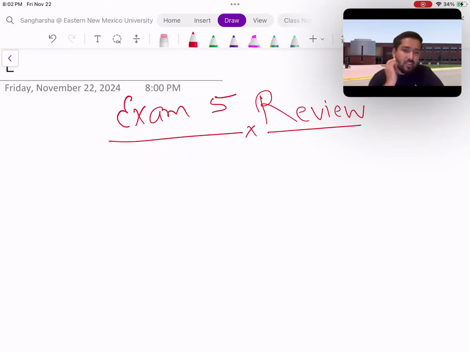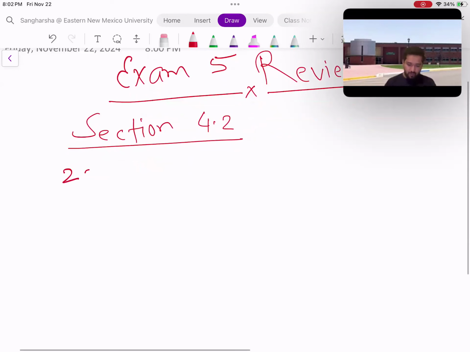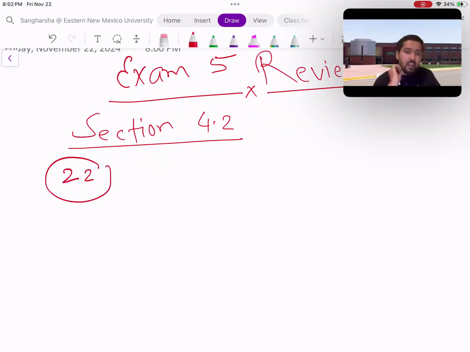Okay, so let's start from number 22, section 4.2. So section 4.2, and the very first one we have is number 22. For number 22 and 23, we are asked to sketch the graph of each function. So our function is g of x equals negative 3 times e to the power x plus 2. So this is our function.